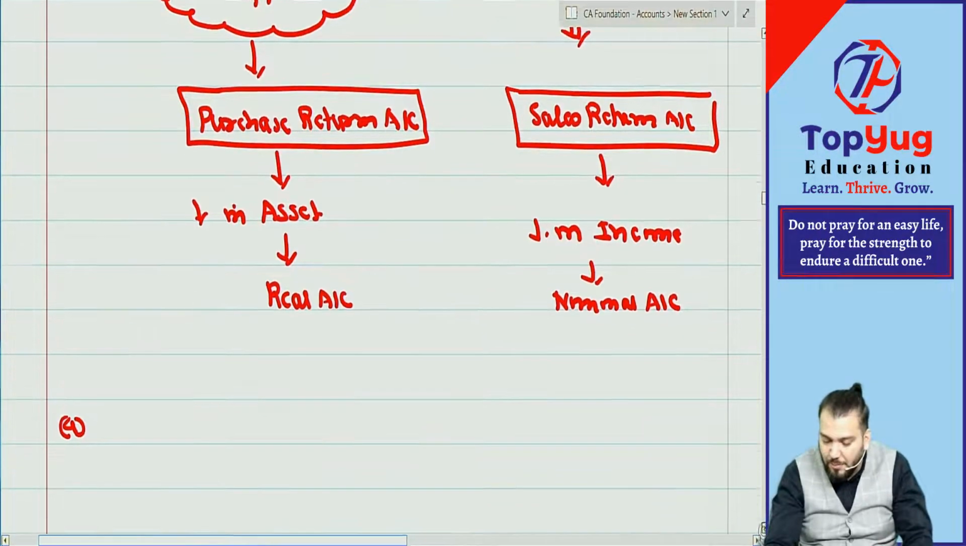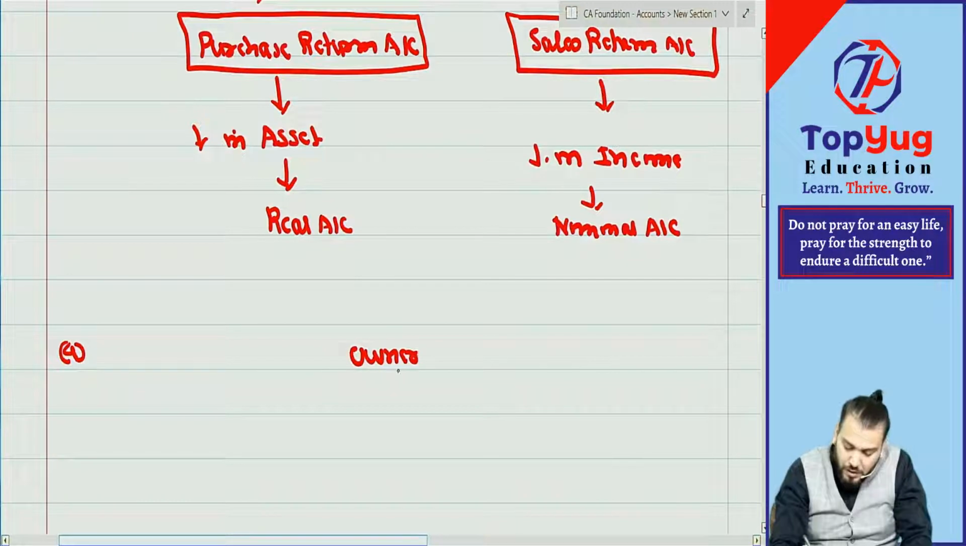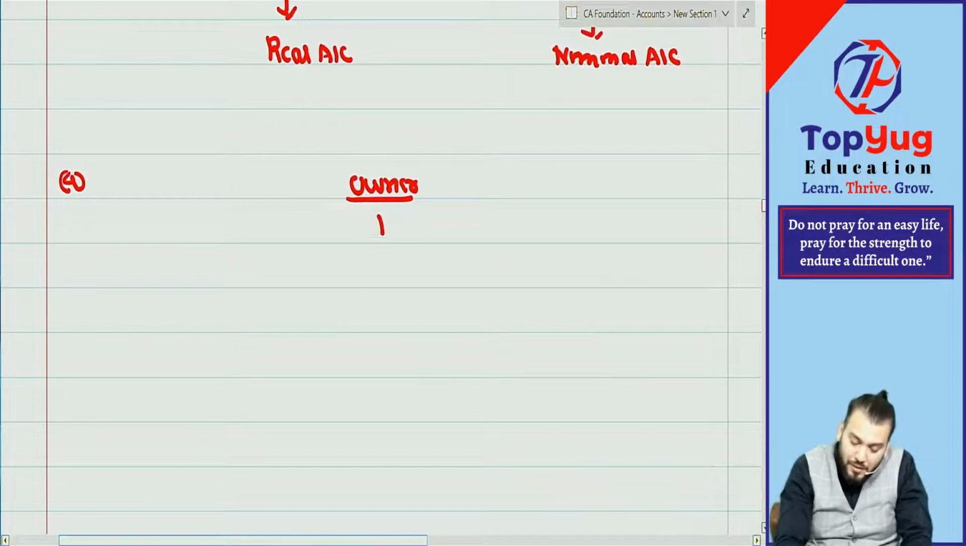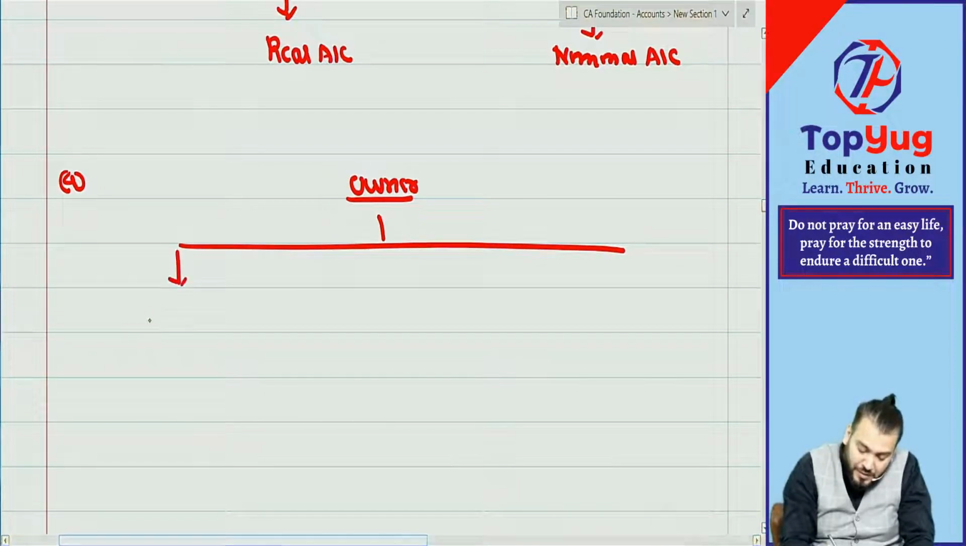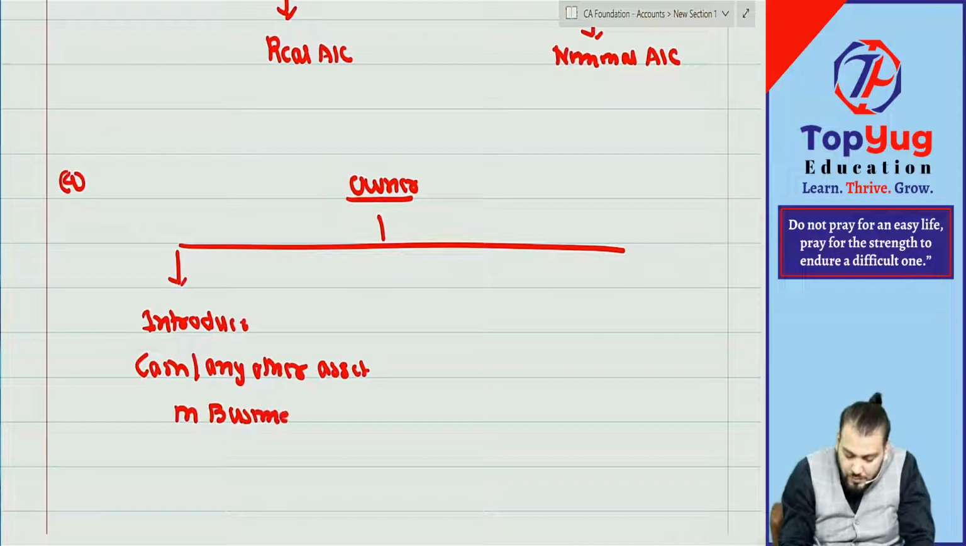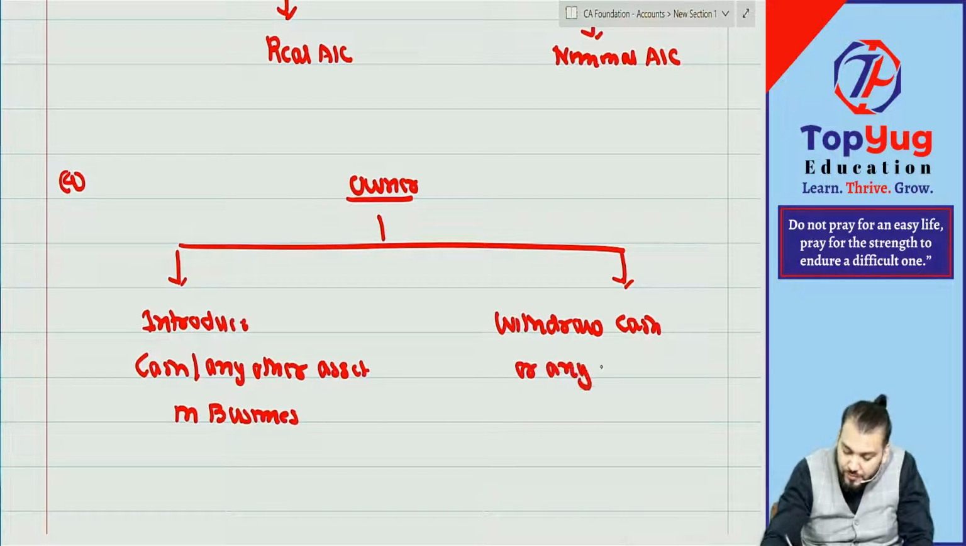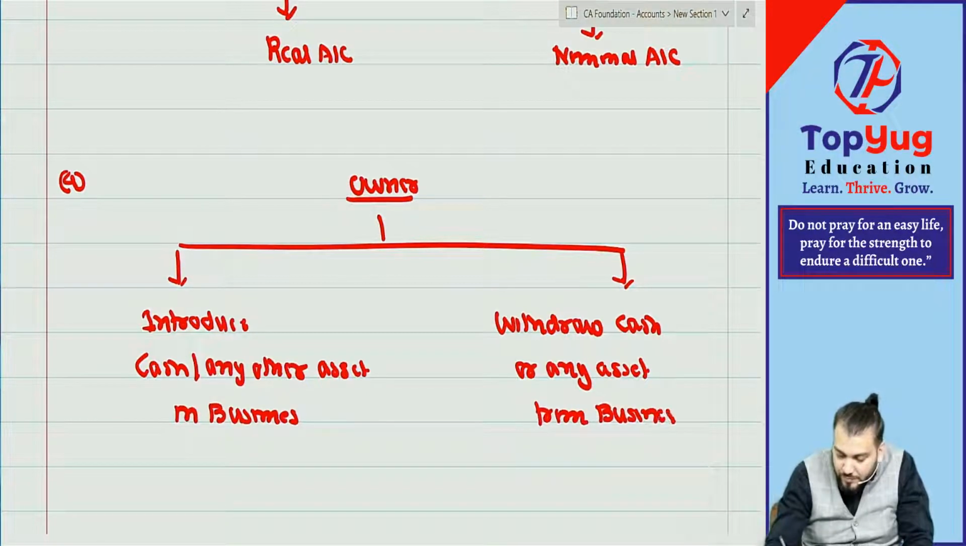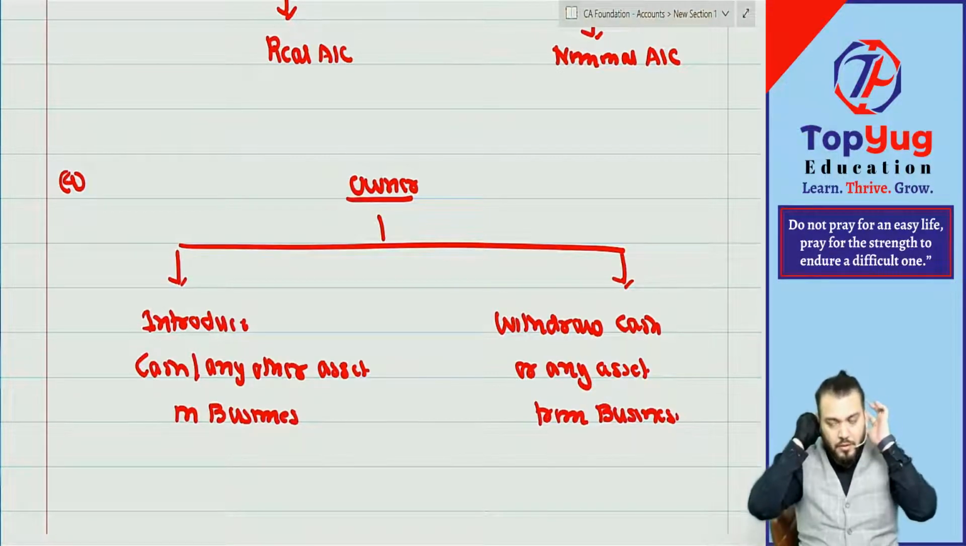The last special term, point number 4, is about owner. Whenever there is an owner, Mr. Ram in our example, either Ram will introduce cash or any other asset in business, or he may withdraw cash or any asset from business. Have you understood this point?